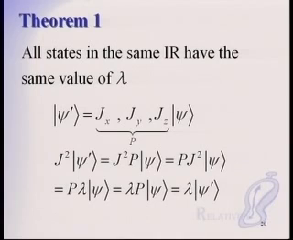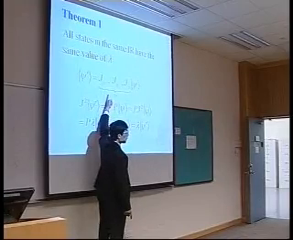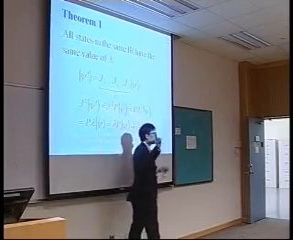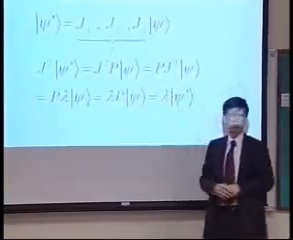But J squared commutes with every J, right? So I move the J squared past the first factor, past the second factor, and all the way. So it commutes with the whole P. So it is PJ squared.